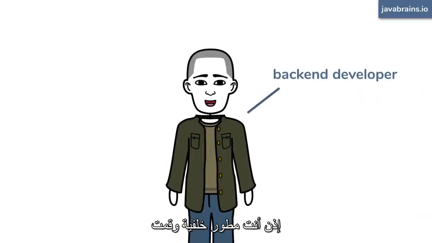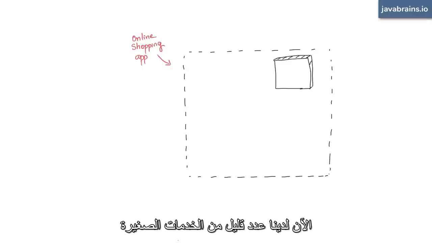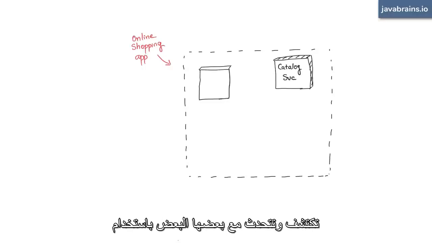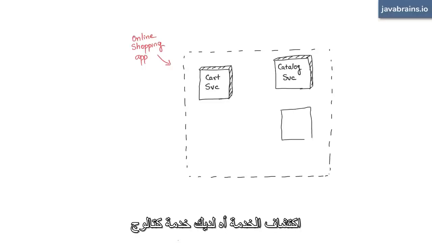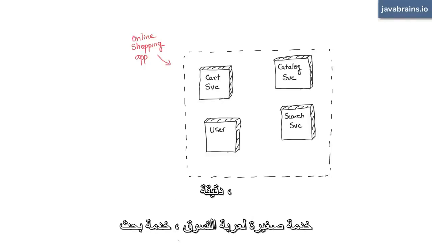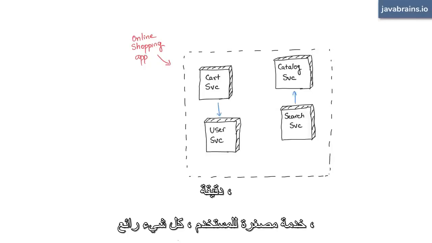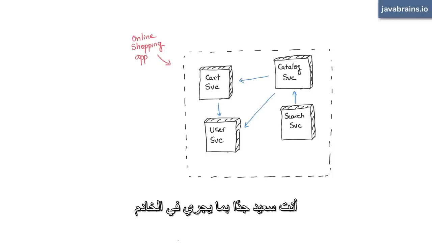So you're a backend developer and you've built an application with microservices, your awesome online shopping application. Now we have a handful of microservices that discover and talk to each other using service discovery. You have a catalog service that provides the product catalog, a shopping cart microservice, a search microservice, a user microservice. Everything is great. You're super happy with what you have going on in the server.